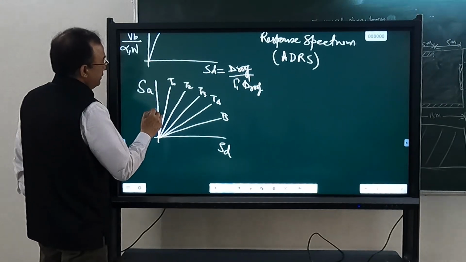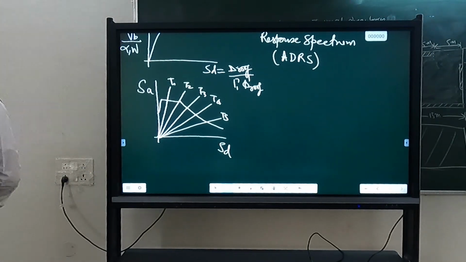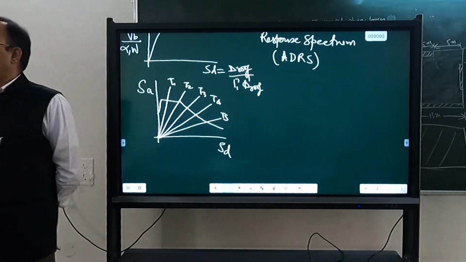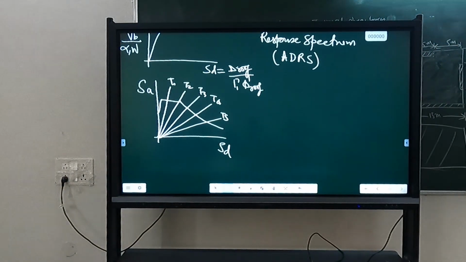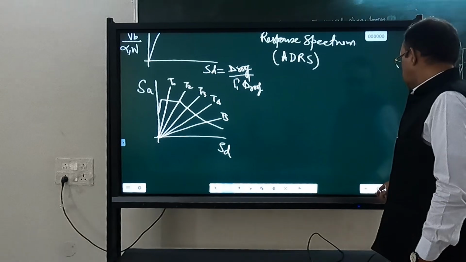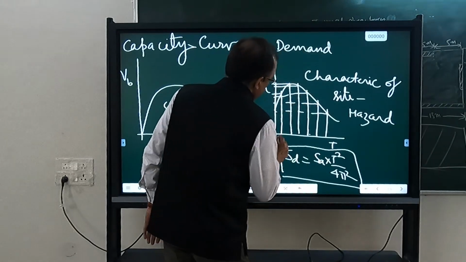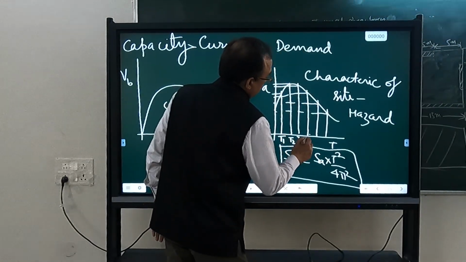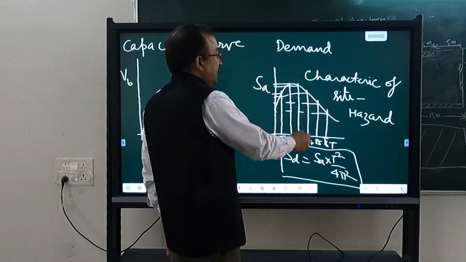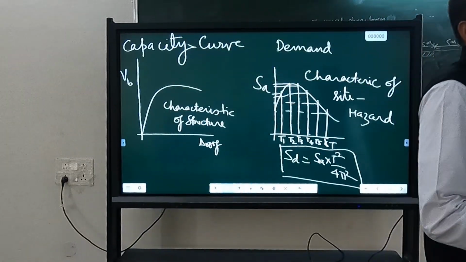And those values of SA which you have plotted there, you can plot here. There, these T lines were vertical lines. Here the T lines are inclined lines passing from the origin. Sir, can you repeat? These are our T1, T2, T3, T4, T5. Corresponding to each T, there is a vertical line. At this line you can get the value of SA and you can get the value of SD.